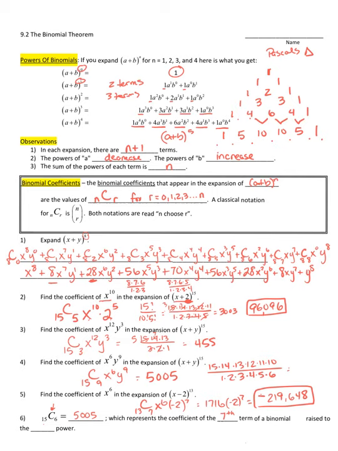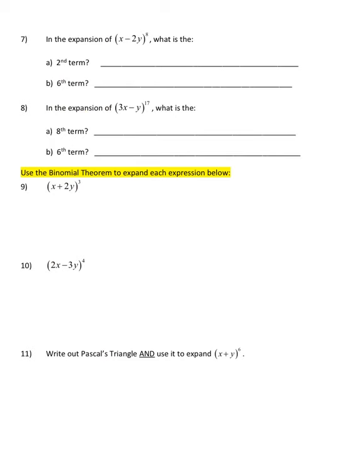And that 7th term of the binomial raised to the 15th power. So basically the first number tells you the power that the binomial is raised to. The second number is always going to be one less than the number of the term. So that's an important thing for you to know. So now we have a question that says, in the expansion of x minus 2y to the 8th, what is the second term?